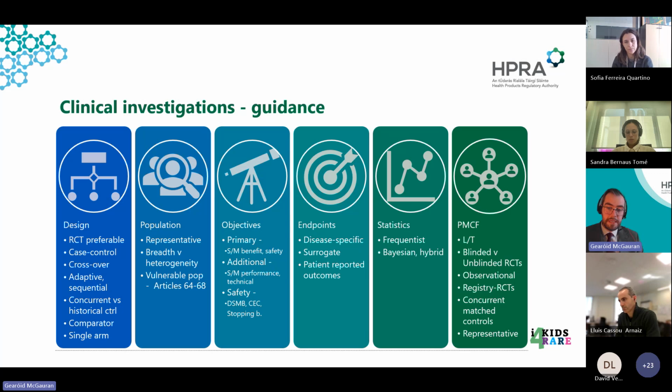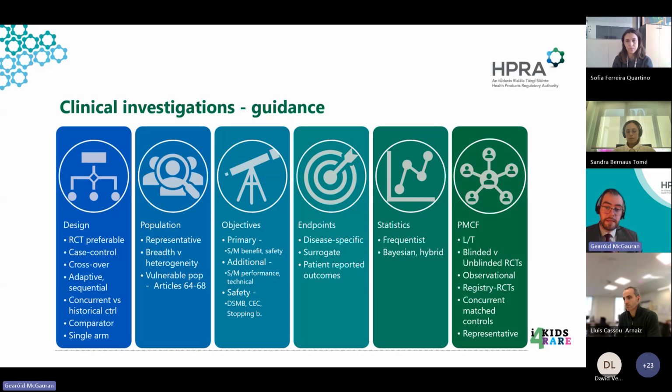Regarding endpoints, disease-specific endpoints are preferable, but it is appropriate at times to use validated surrogate endpoints, particularly in the pre-market setting. These can be very useful. Patient-reported outcome measures might also be appropriate as supportive endpoints, acknowledging that they can be vulnerable to bias.